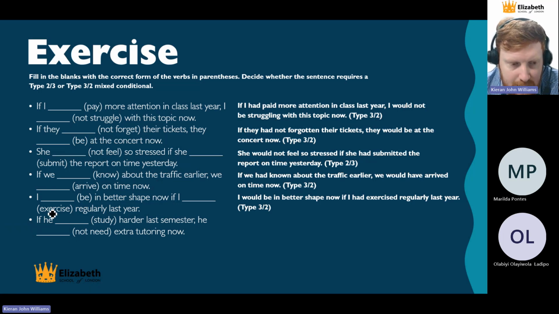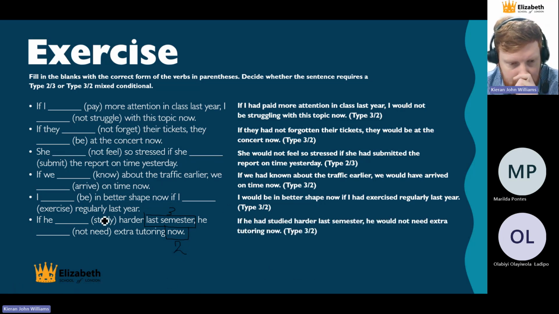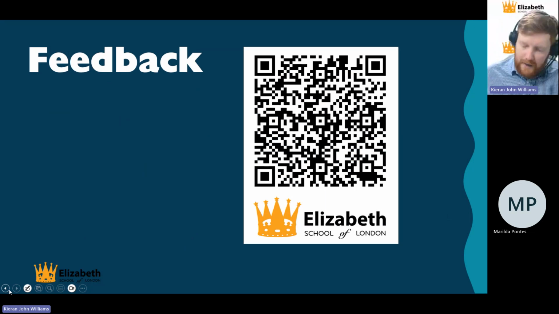And then into the final sentence here. Okay. So last semester, here's the past. So that's third. And then now is in the present. So that's second. So our sentence would be, if he had studied harder last semester, he would not need extra tutoring now. Okay, so that was quite intensive, quite difficult there. Okay, but hopefully that was useful for you.